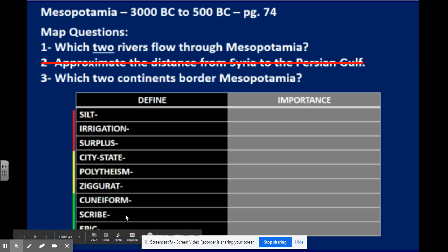All right, scribe, the second last one. A scribe is a person who copies or writes out documents. So they're kind of like a record keeper.